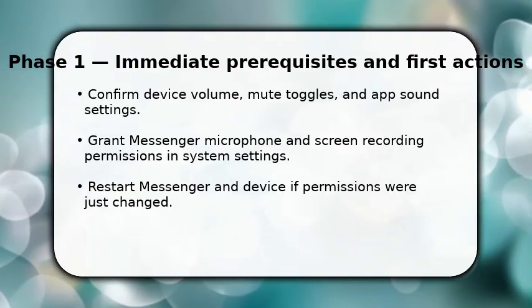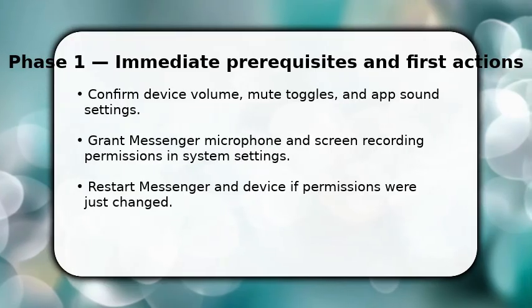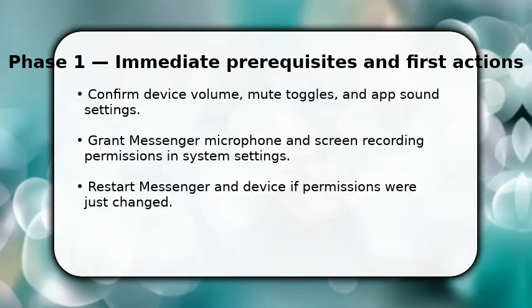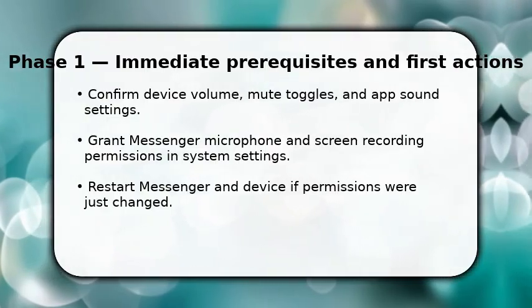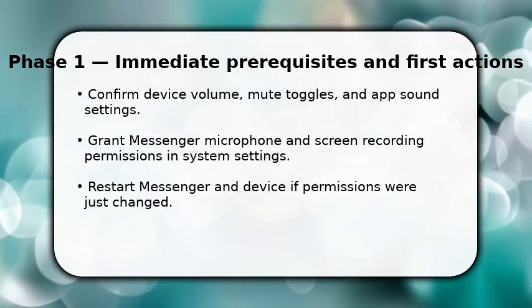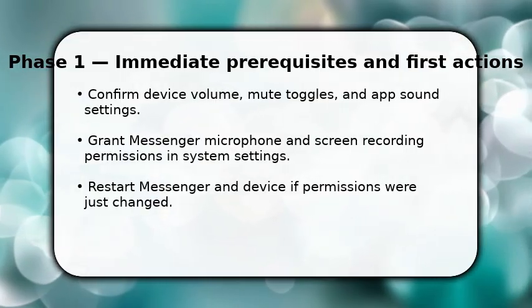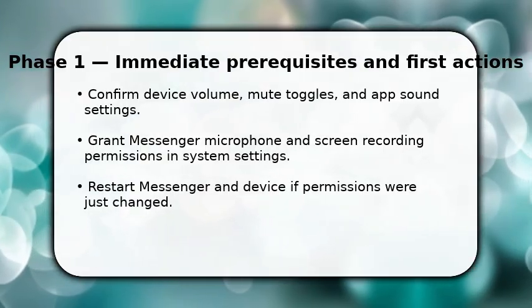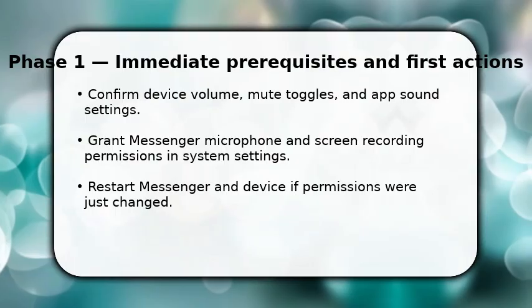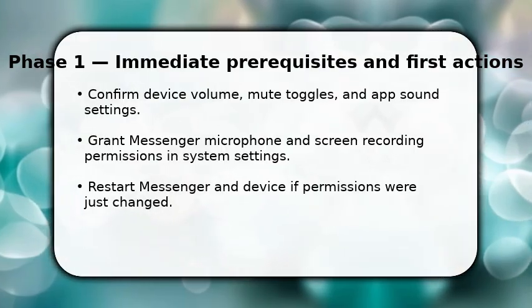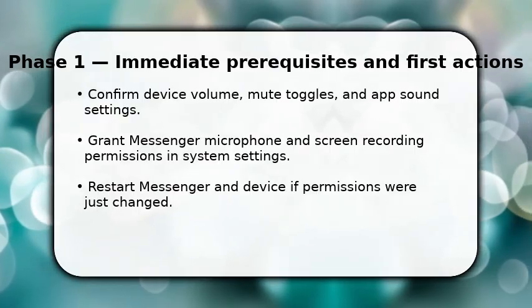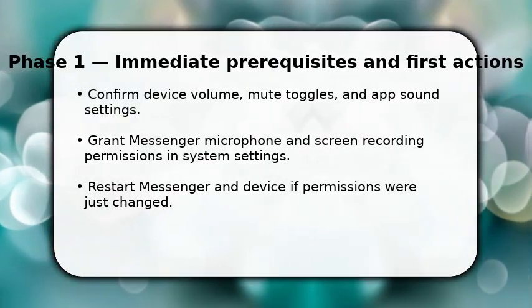You start by confirming fundamental settings so you don't chase false leads. Check device volume and mute switches, then open system settings to grant Messenger both microphone and screen recording permissions. Without both, shared screen audio is blocked. Once done, force close Messenger and relaunch it, and restart the device if permissions were updated. This ensures the app can capture and transmit audio, which is the critical prerequisite, before moving to deeper configuration.